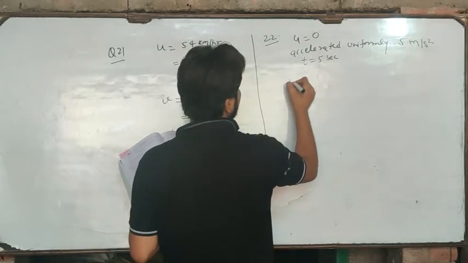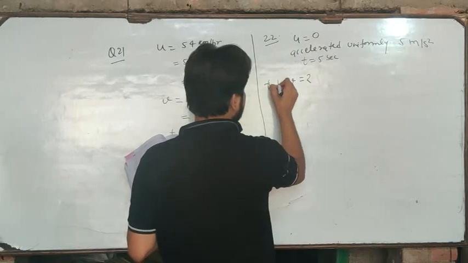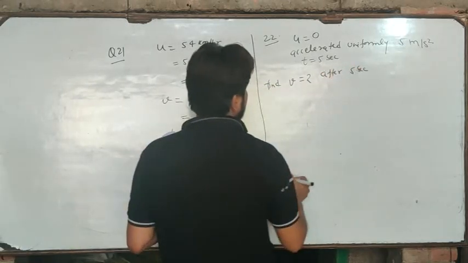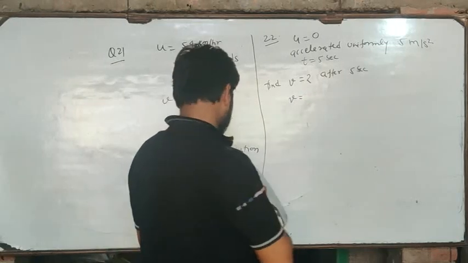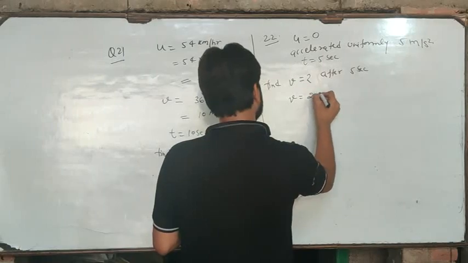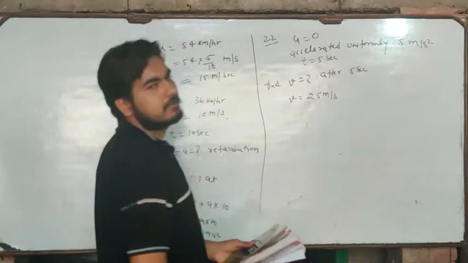Calculate the velocity of the train after 5 seconds. So what is the velocity? Find v after 5 seconds. The answer is v is equal to 25 meter per second. Now solve it by yourself.